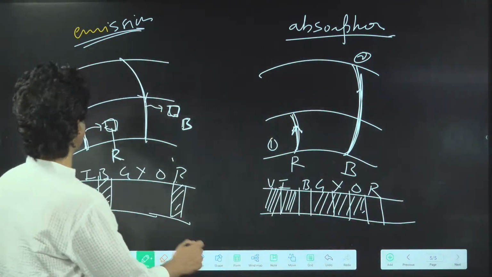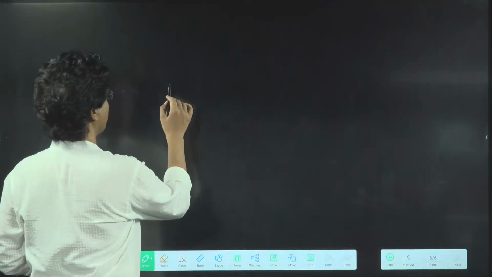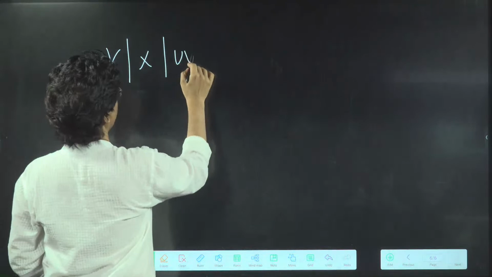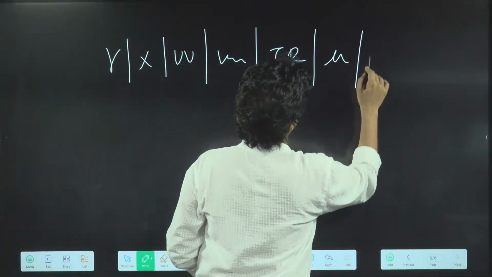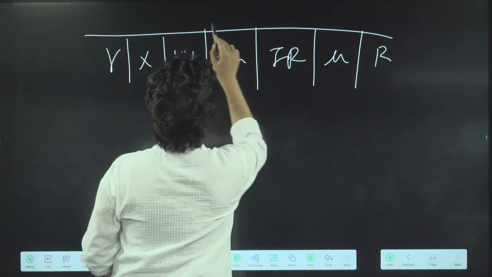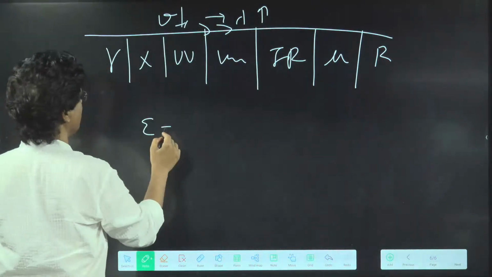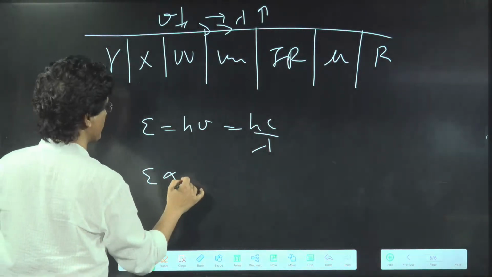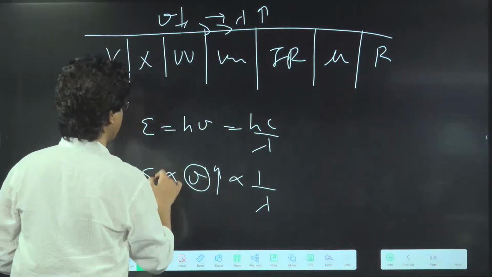What I'm saying is that each color has an energy. Like I told you, we have gamma rays, X rays, ultraviolet, visible rays, infrared rays, microwaves and radio waves. As you keep going from left to right, the frequency decreases and lambda increases. And we know that E is equal to h nu is equal to hc upon lambda. So that means energy is proportional to frequency is proportional to 1 upon lambda. So if frequency is higher, energy is also higher.